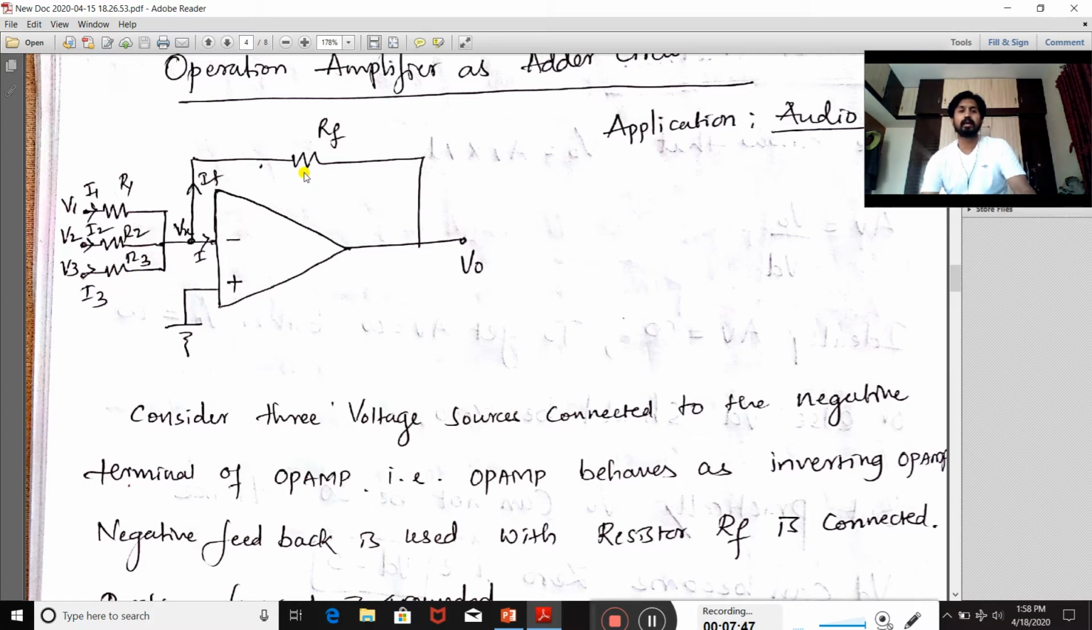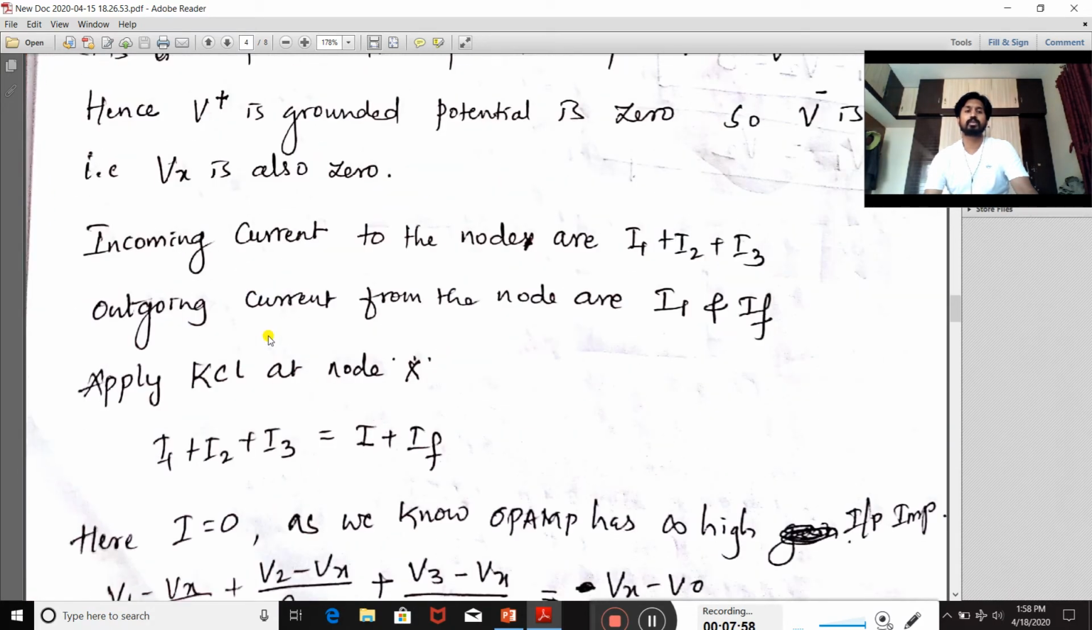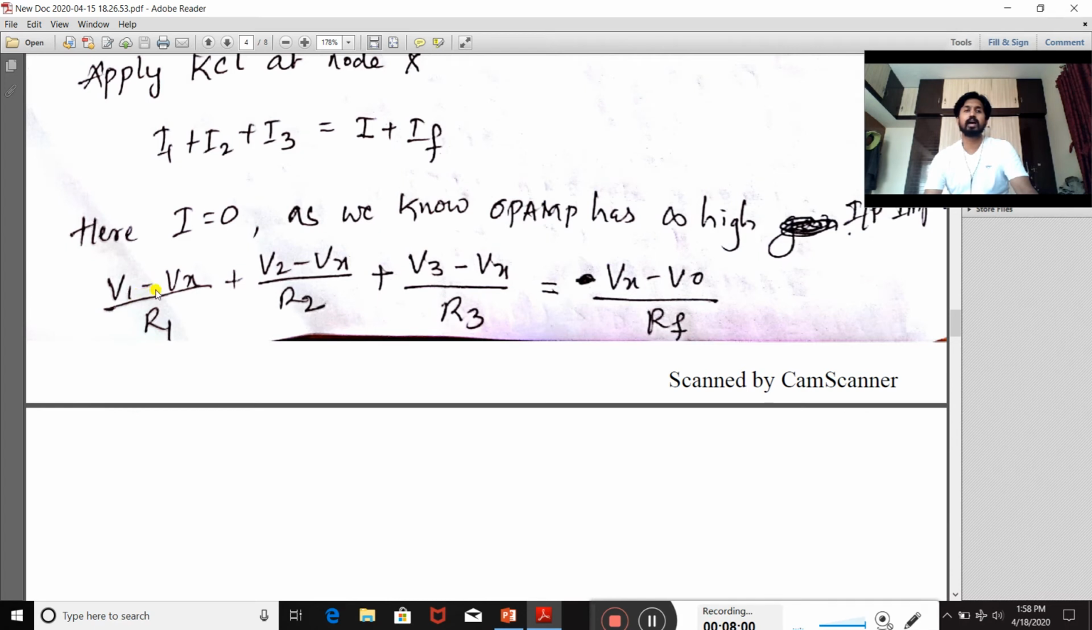And to determine the IF current, that is (Vx minus V0) divided by RF. Now try to write those voltage and resistance values in that current equation. So it becomes (V1 minus Vx) by R1 plus (V2 minus Vx) divided by R2 plus (V3 minus Vx) divided by R3. That is equal to, since the sum of currents is 0, only IF remains: (Vx minus V0) divided by RF.